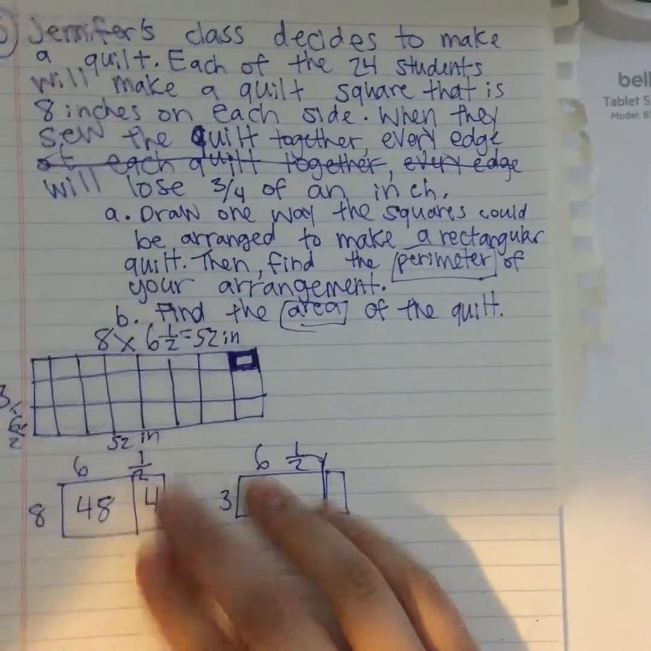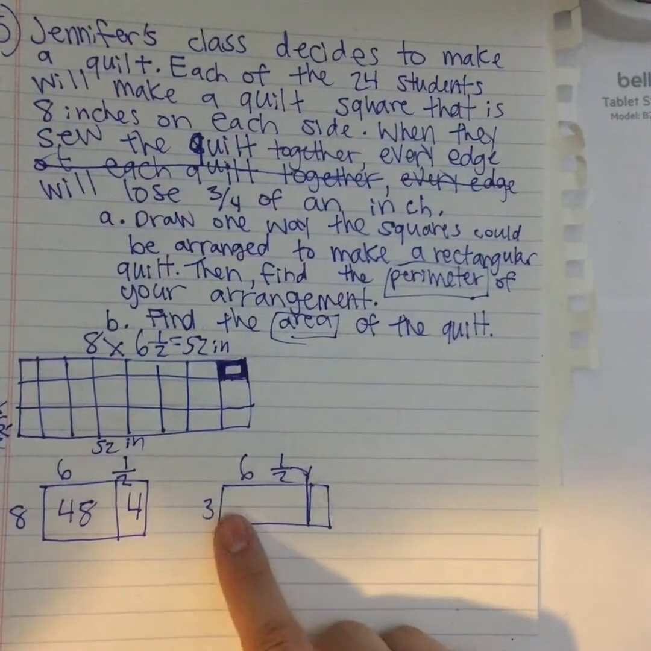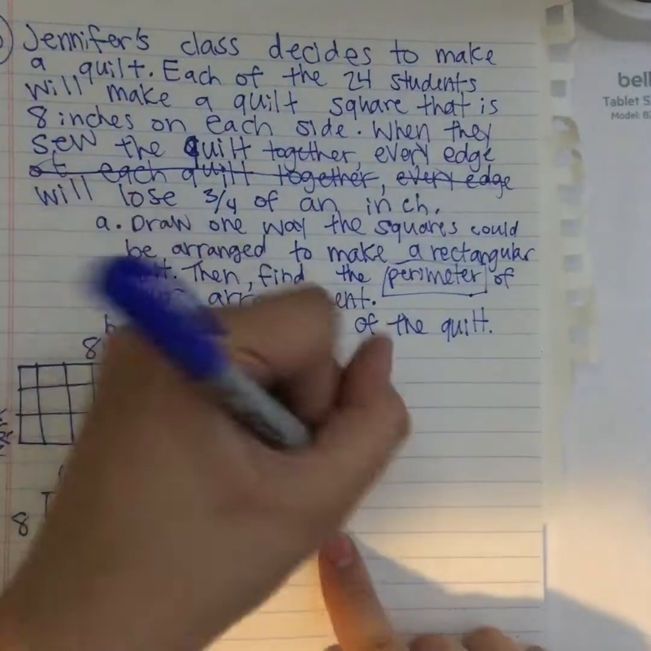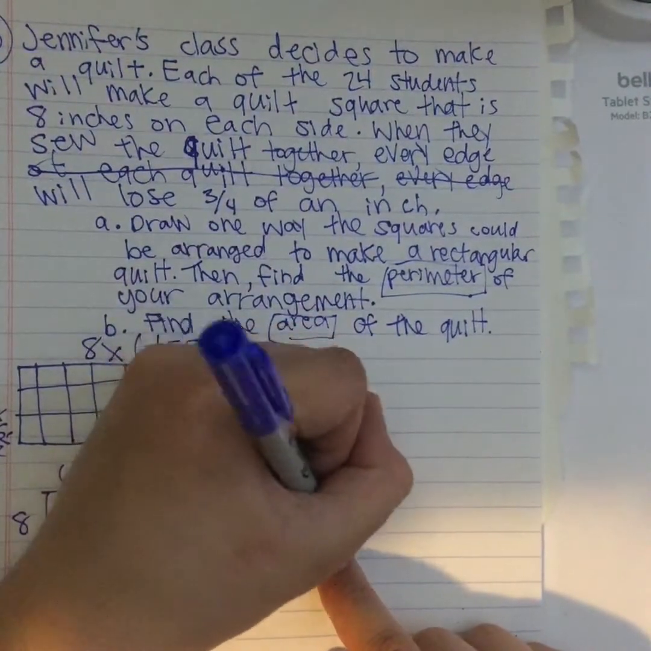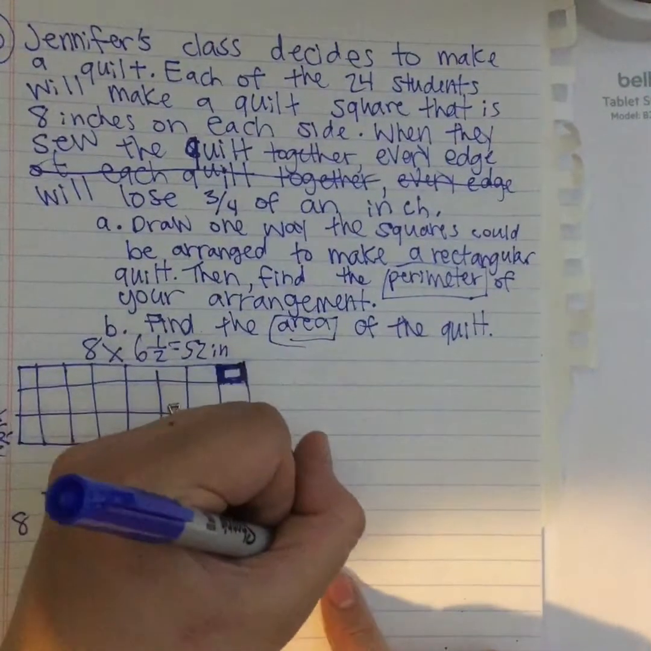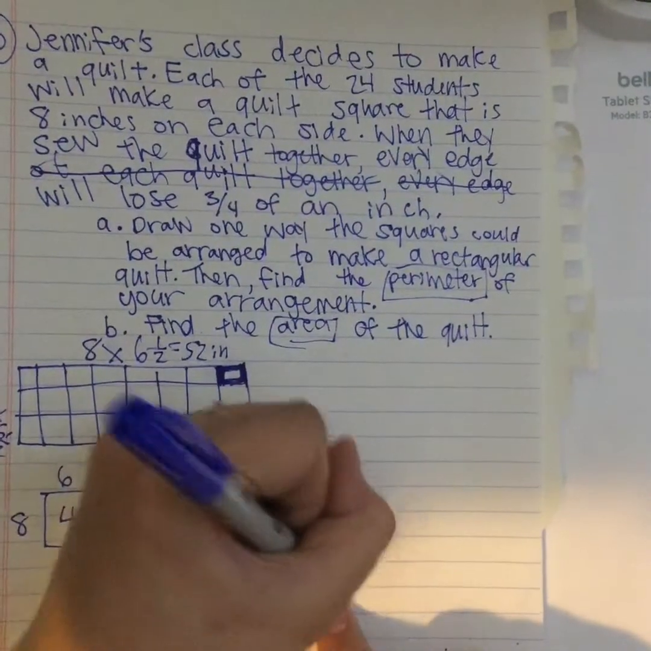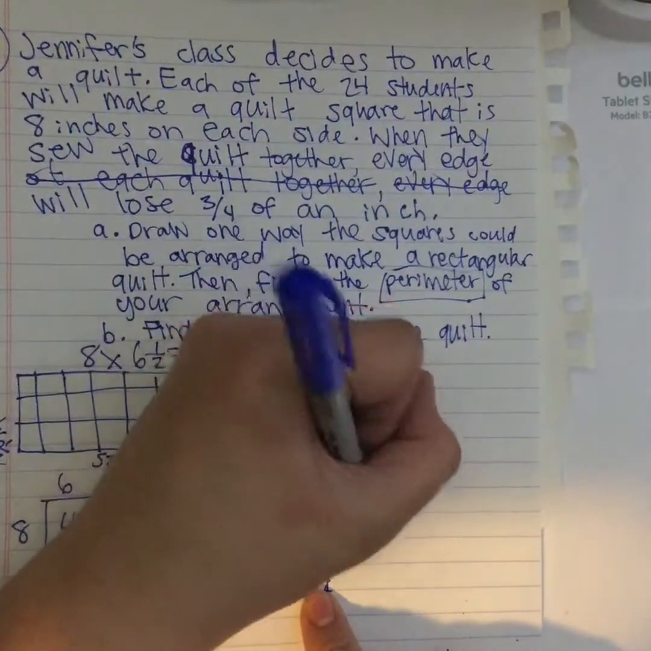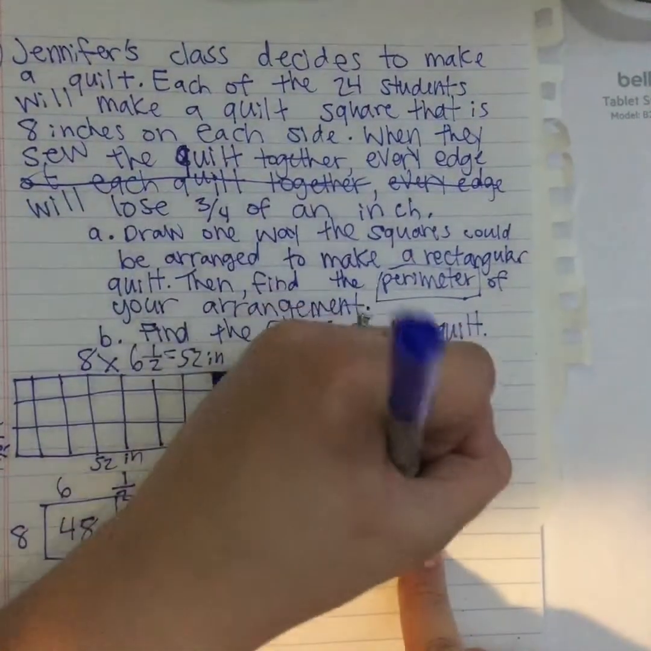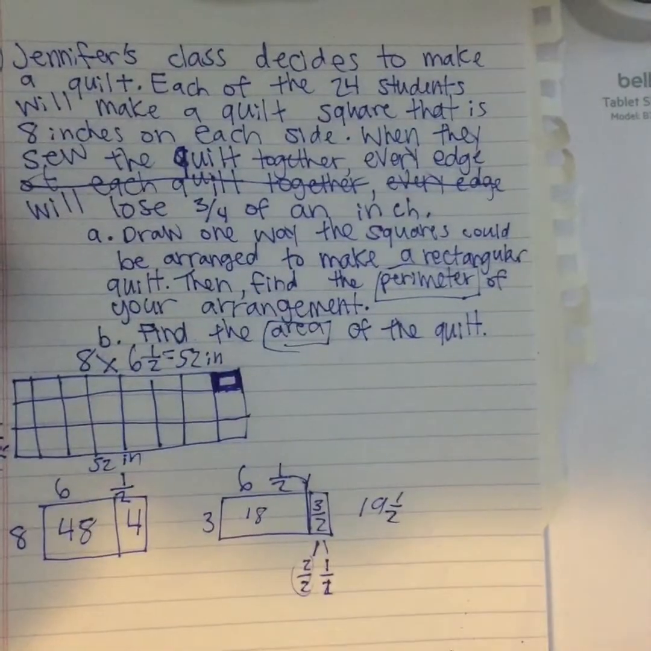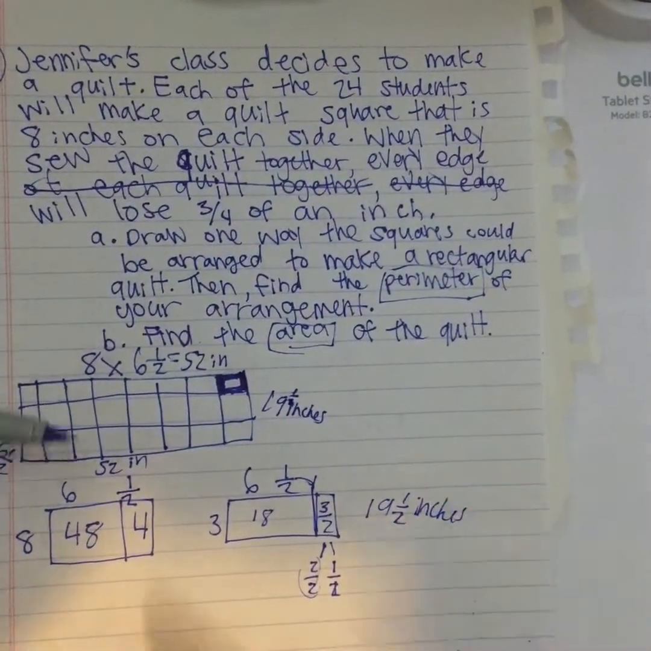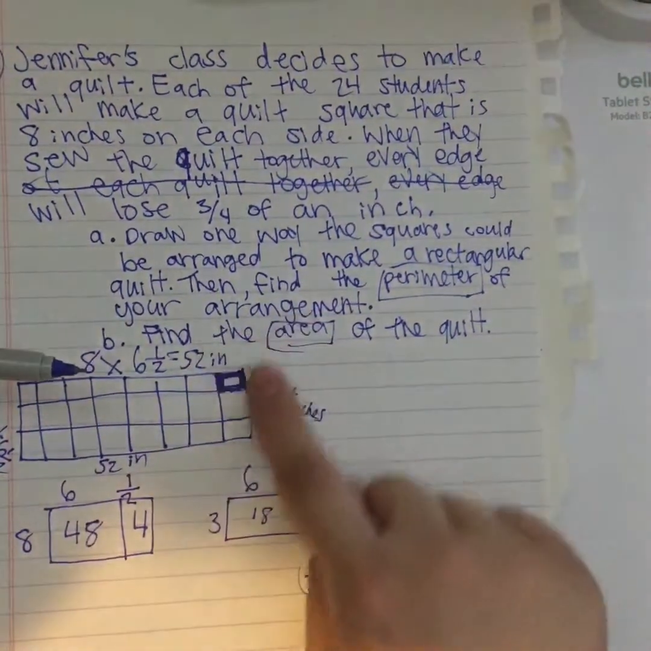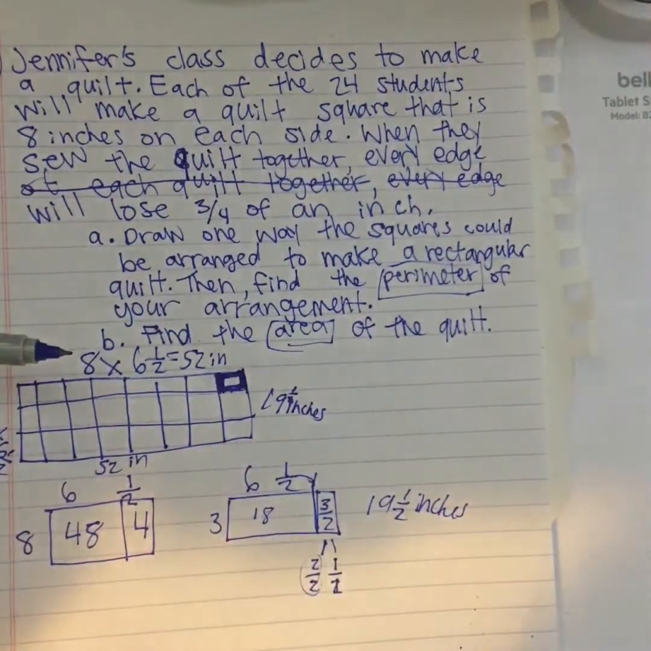Now for this one, we have 6 times 3, which is 18. And then half of 3 is 3 over 2. 3 over 2 can be broken down into 2 over 2, which equals 1, and 1 over 2, which equals 1/2. So this ends up being 19 and 1/2 inches. So now I know that my length is 52 inches, both of these sides, and my width, both of these sides, are 19.5 inches.